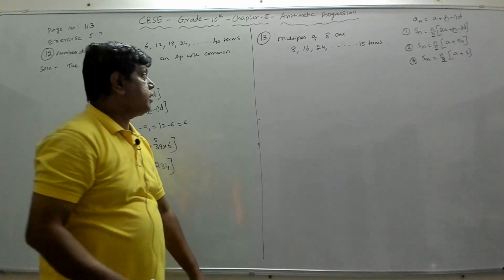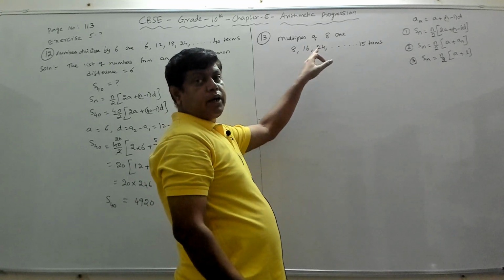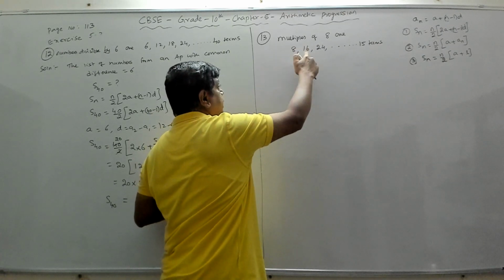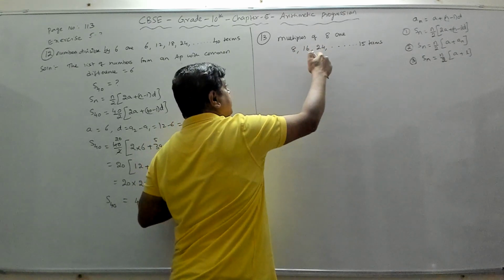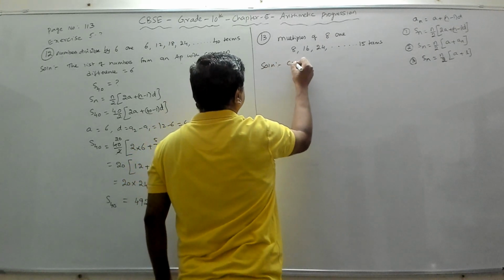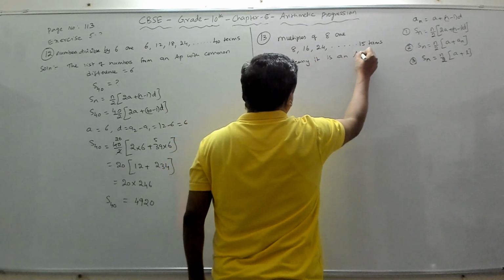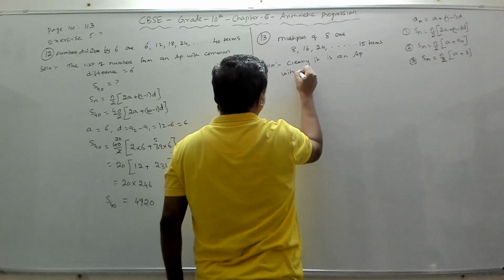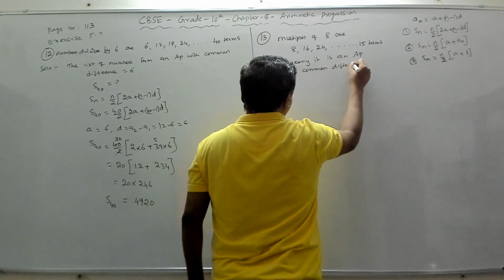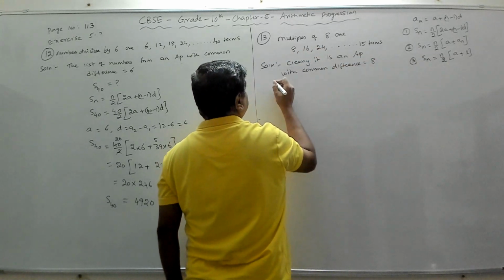Now again we will say they form an AP because every number is obtained by adding 8 to the previous number. If you add 8 to 8, you get 16. If you add 8 to 16, you get 24. Then if you add 8 to 24, you get 32. So it's clearly an AP with common difference equal to 16 minus 8, which is 8. So we have to find the sum of 15 terms.